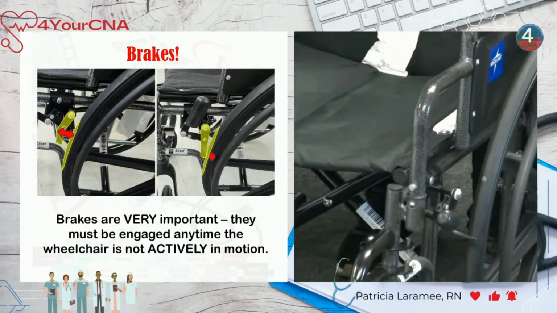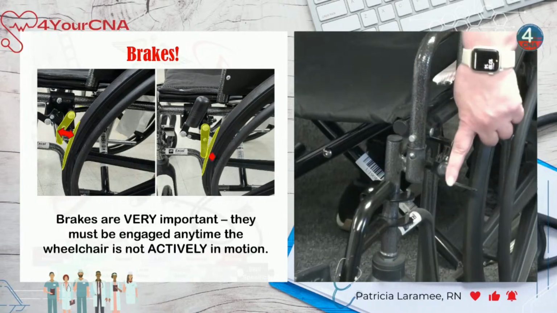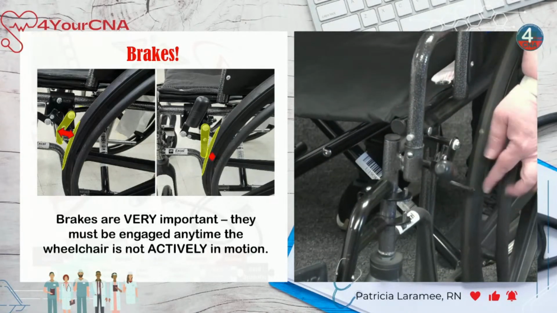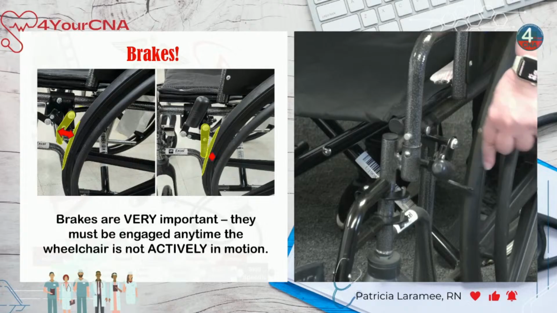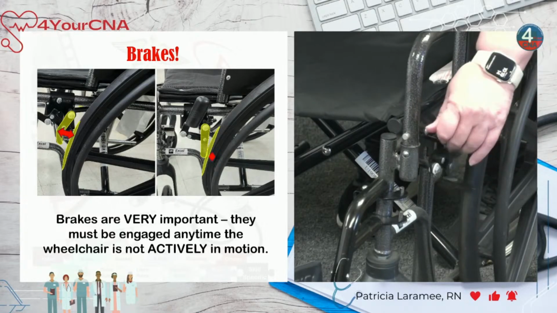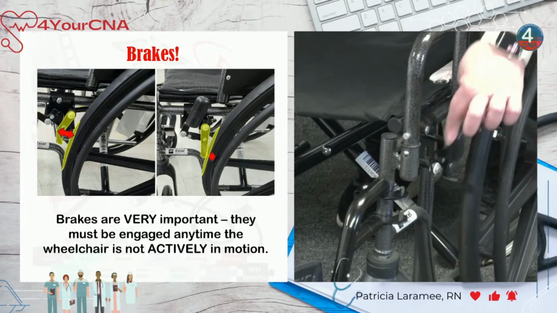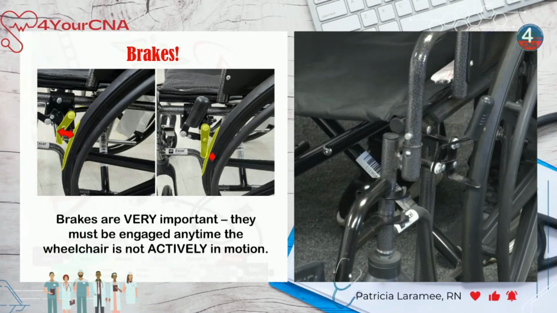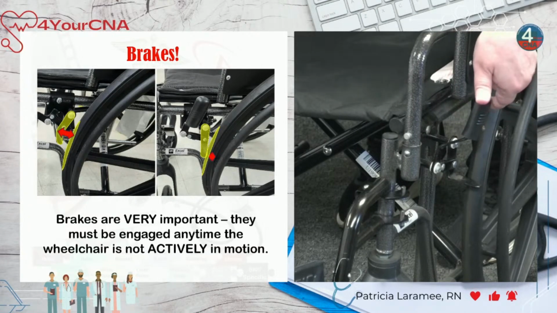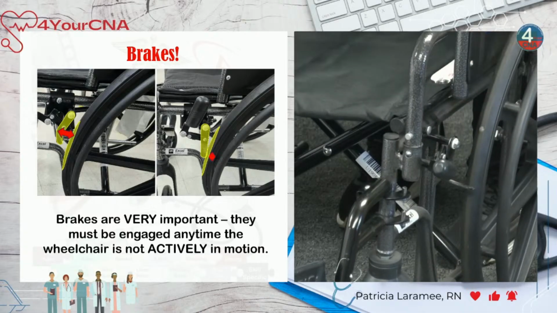Beautiful. Okay, so this is the brake. You can see here that there's a gap between this metal and the wheel. If I pull back on this lever, that metal bites into the wheel. That is now locked. To unlock it, I would push that lever forward, and now I have a gap. You guys see that? Okay.